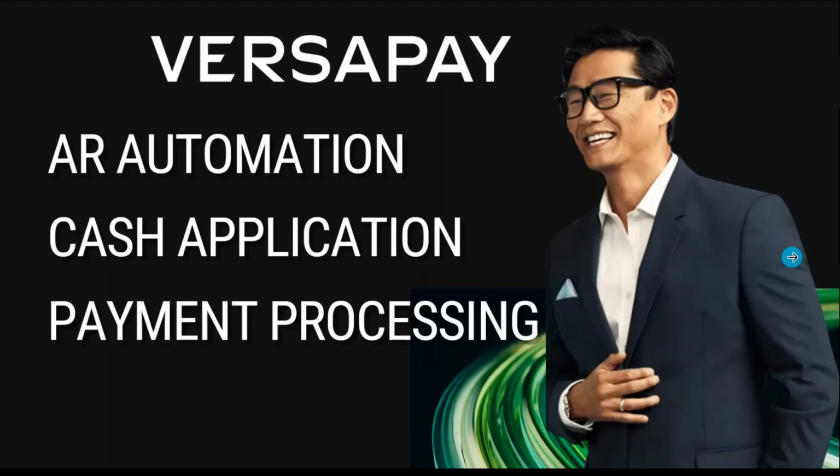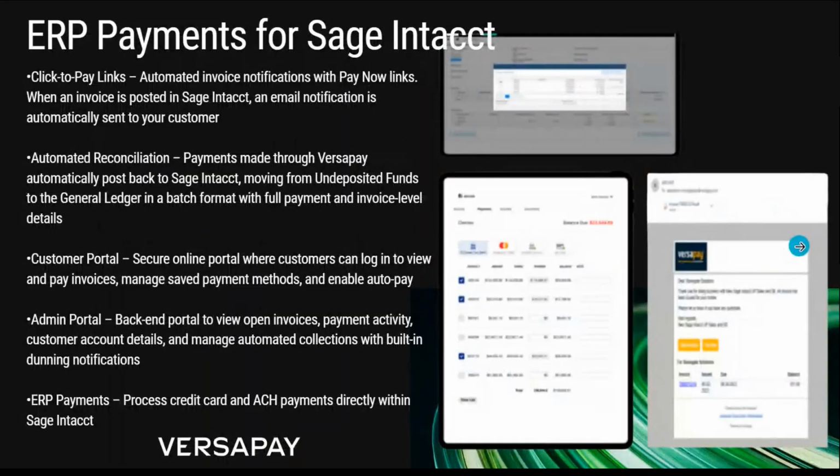How do I click the next slide here? Okay, awesome. So our three main products are ERP payments for Sage Intacct, and the next slide will be cash application and collaborative AR. But with ERP payments for Sage Intacct, there are four main things we do: click to pay links, which allow your customers to get an invoice from you as a company, and they can click right on a click to pay link in the email, and go in and pay that invoice.